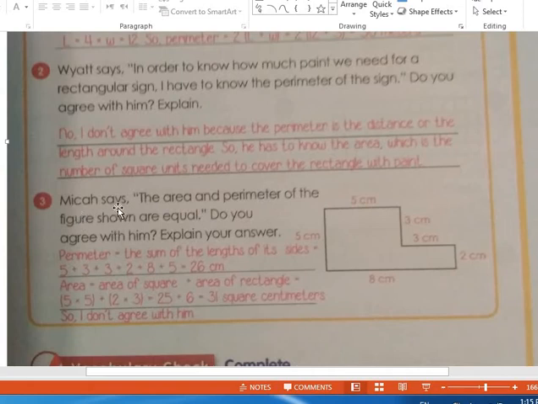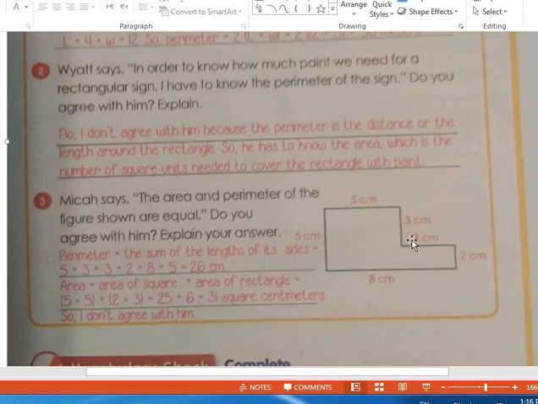Mika says the area and the perimeter of the figure shown are equal. Do you agree with him or not? Explain your answer. First, I will calculate the perimeter, the sum of the lengths of the sides. So I will count now: 5 plus 5 plus 3 plus 3 plus 2 plus 8 equals 26. Add all of them. Area equals area of square plus area of rectangle.